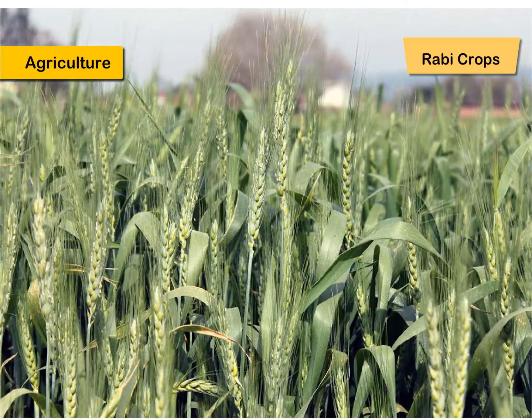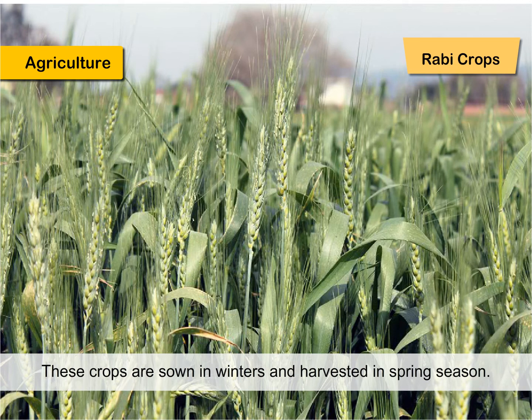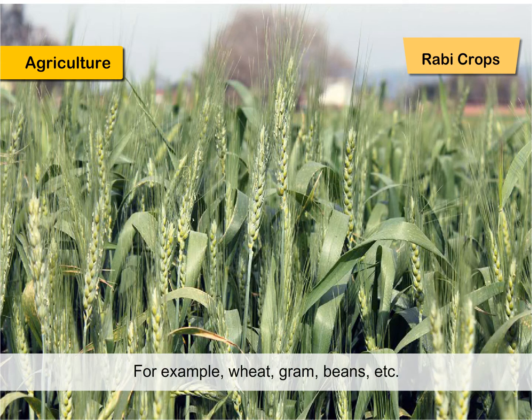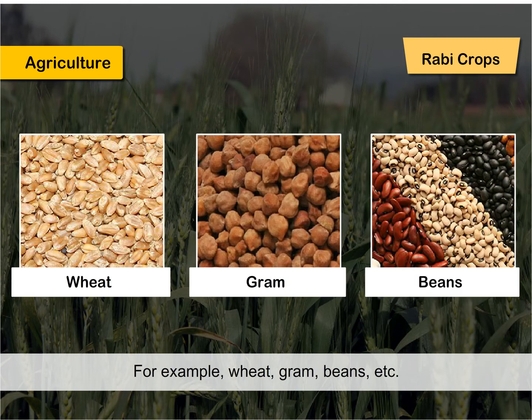Rabi crops. The crops grown from November to April are known as rabi crops or winter crops. These crops are sown in winters and harvested in spring season. For example, wheat, gram, beans, etc. These crops do not depend upon rainfall.